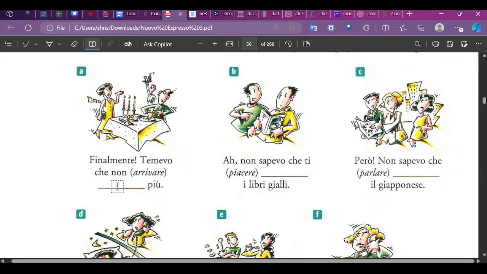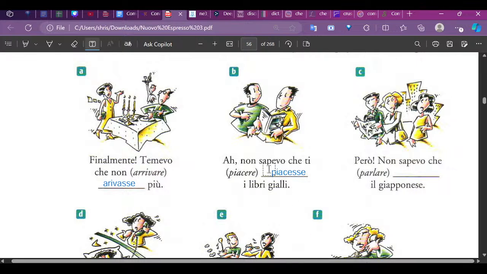So remember, in the congiuntivo imperfetto, unlike the congiuntivo presente, where the first three forms, io, tu, lui, lei, are all the same, here only io and tu are the same. The third form has an e ending. So, for example, arrivasse. Arriva, you form the basic form arrivasse. Non sapevo che ti blank i libri gialli. Piacesse. You remove the ARE.